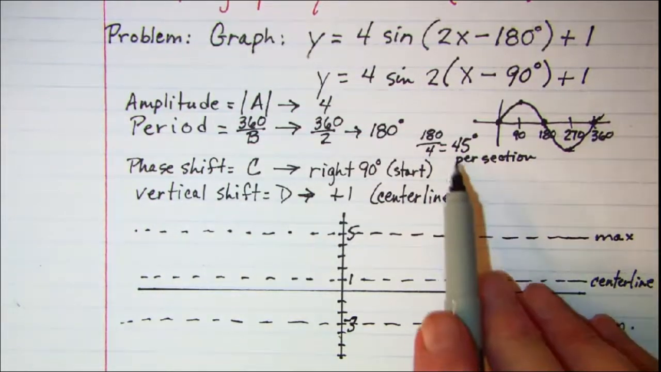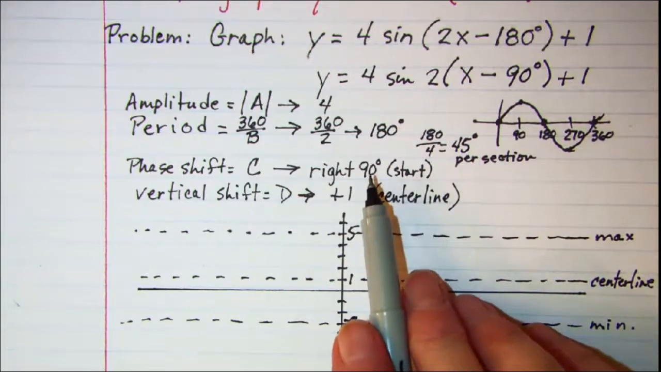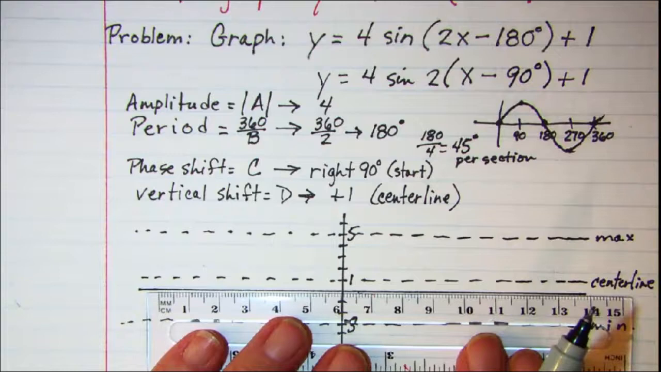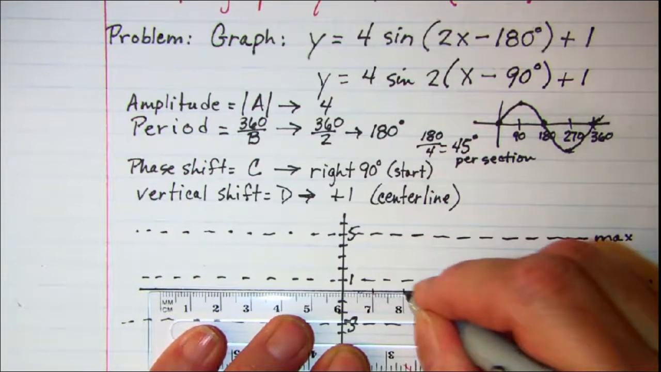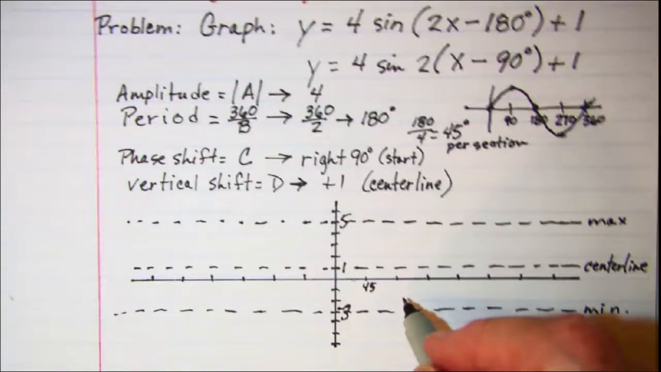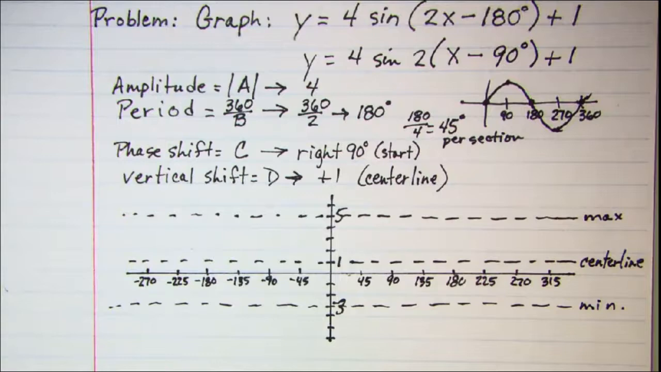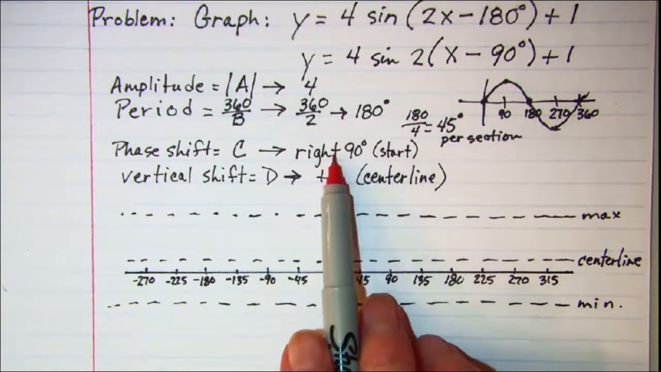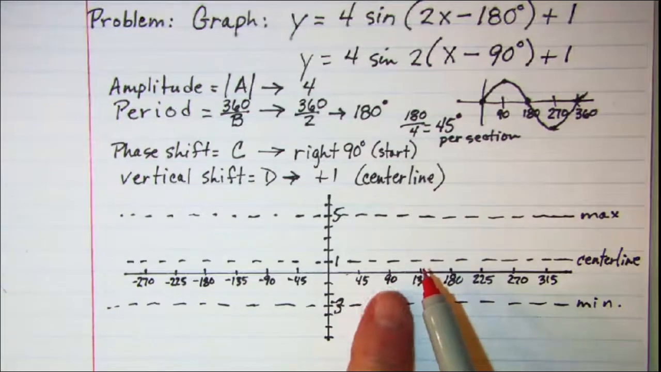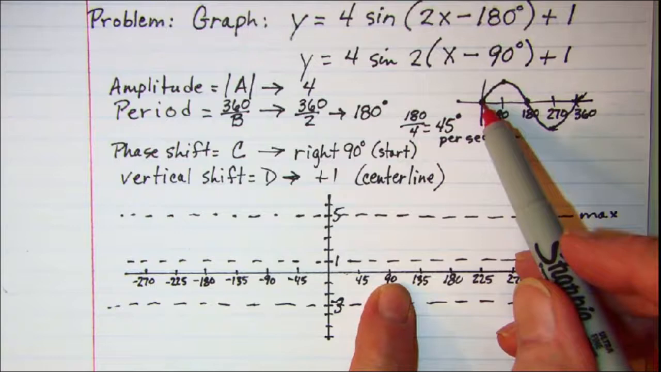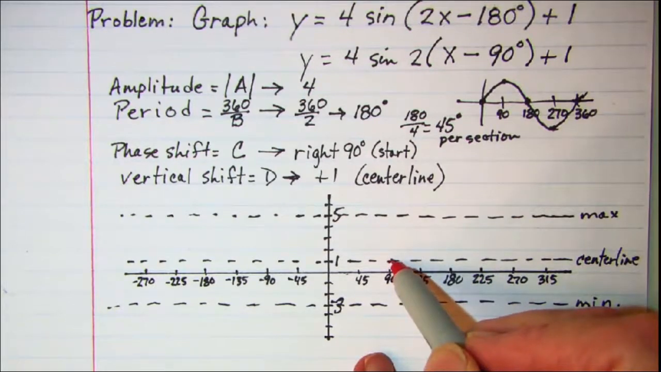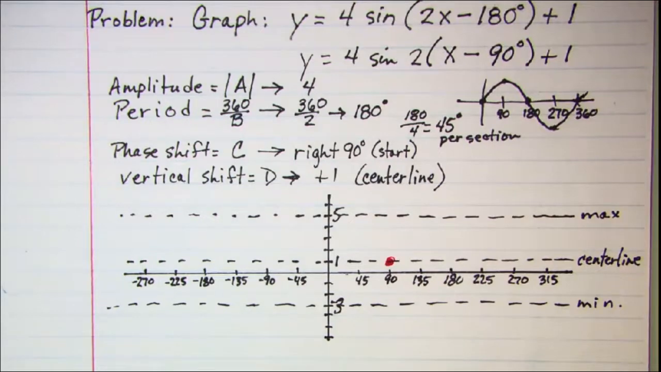Now, since I need 45 degrees per section, I'm going to start right 90, but I'm going to mark off 45 degrees on my axis so that I can have notches indicating every section. So we have 45, and I'm going to stop the recording here so that you don't have to watch me label everything. Okay, so I have everything labeled. I'm going to start at positive 90 degrees. The usual sine curve starts on the x-axis, but since I shifted my graph up 1, I'll be starting at the center line. So I'll put my initial point right there at the center line at 90 degrees.